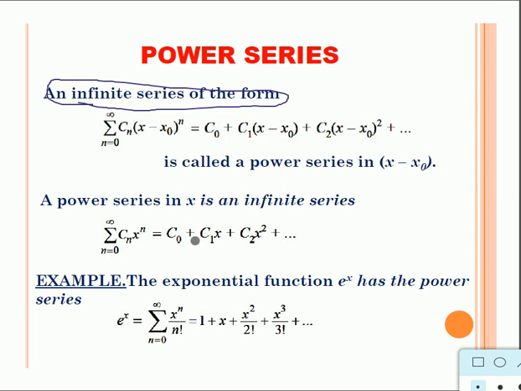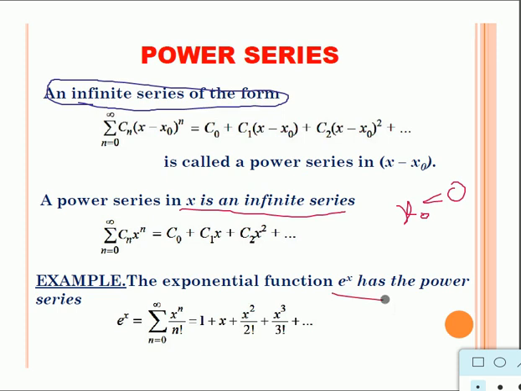A power series in x can be written from the power series in x minus x0. If in place of x0 I substitute 0, then it becomes a power series in x, an infinite series. That means the terms keep on going, and we will see whether it is converging or diverging. A very well known example of a power series expansion containing infinite terms is the exponential function e power x.